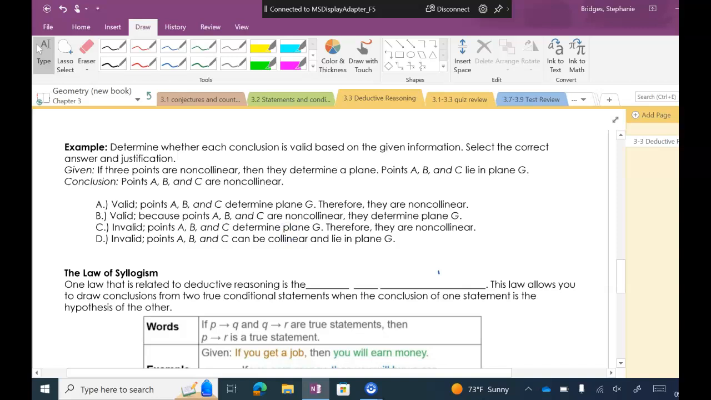So what we're doing now is we're looking at this multiple choice. We're going to determine if it is valid or invalid and why. So read where it says given. Everybody sees that? See where it says given? Read that sentence.